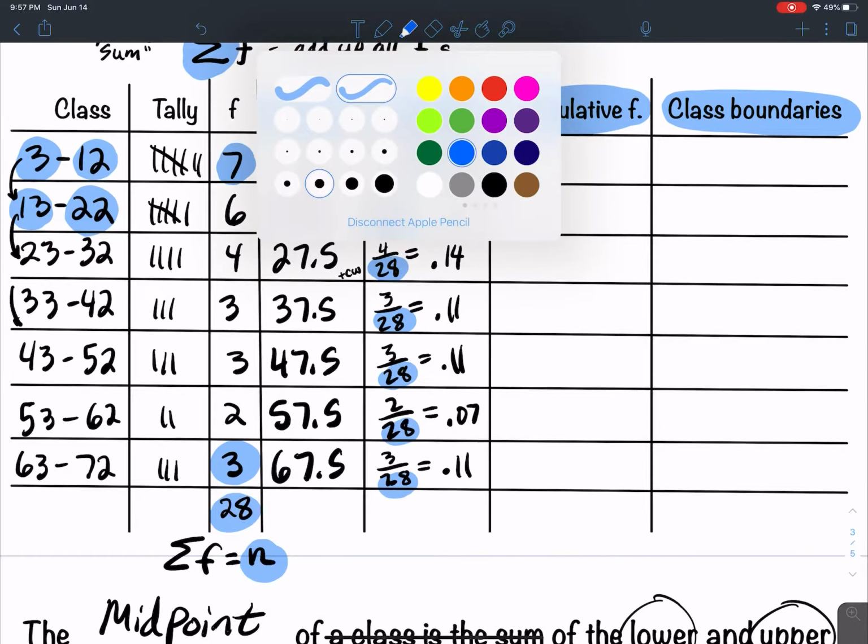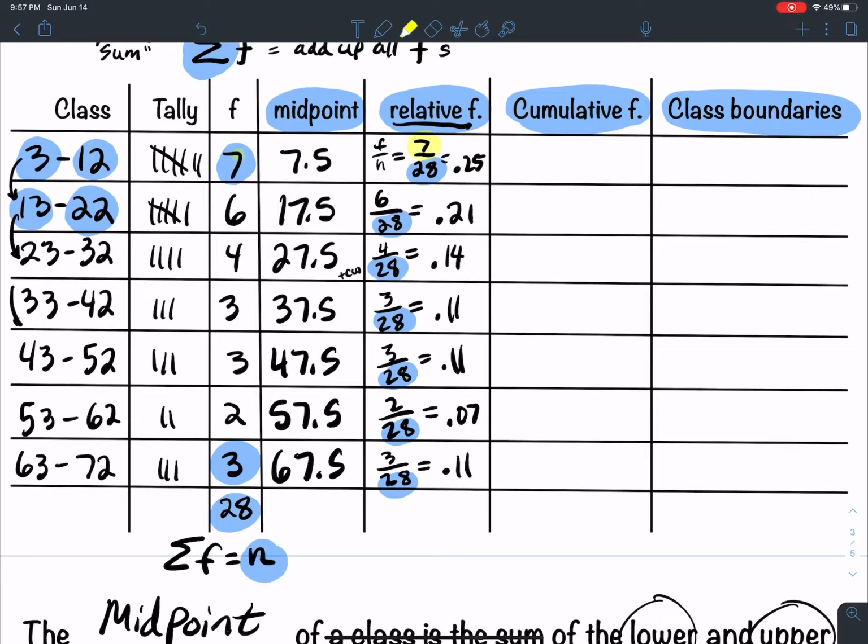The only thing that's different is the 7, which comes from here. The 6 comes from here. The 4 comes from there. The 3 comes from here. 3 comes from here. 2 from 2. And then 3 and 3 from there.